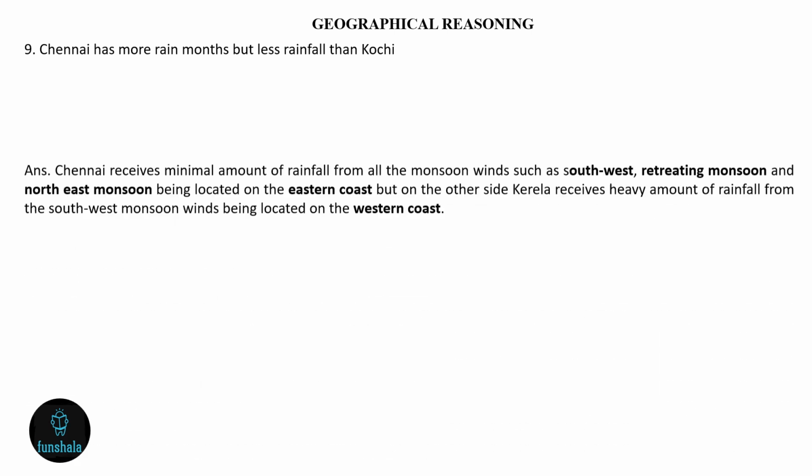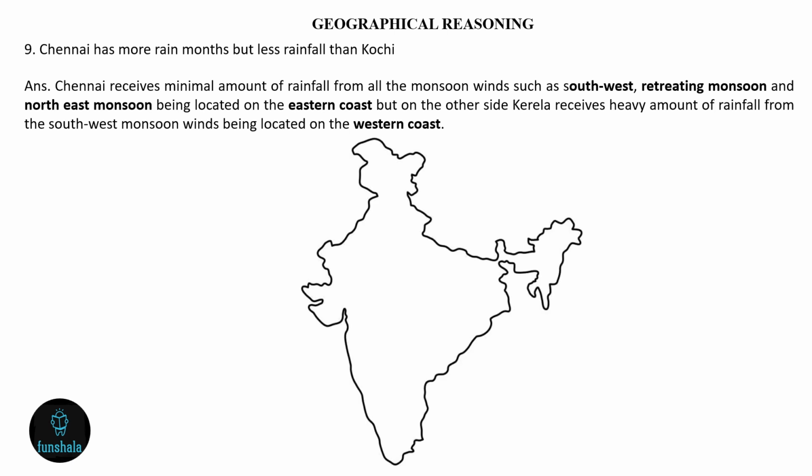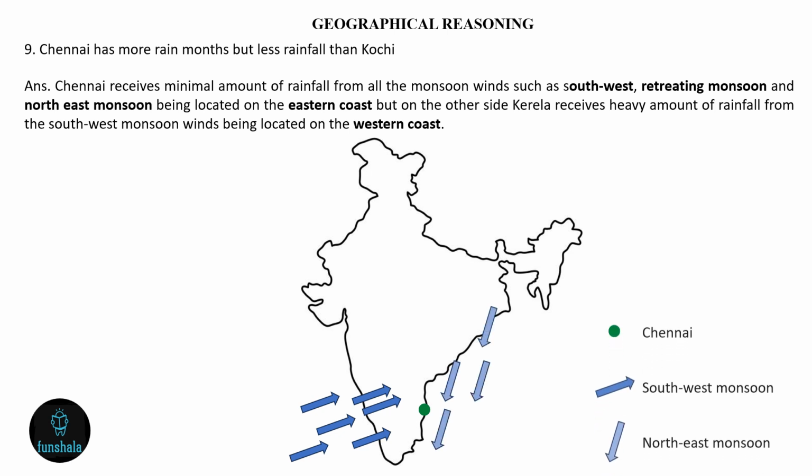And the answer is, Chennai receives minimal amount of rainfall from all the monsoon winds such as southwest monsoon, retreating monsoon and northeast monsoon being located on the eastern coast. But on the other side, Kerala receives heavy amount of rainfall from the southwest monsoon winds being located on the western coast. Question number 10.